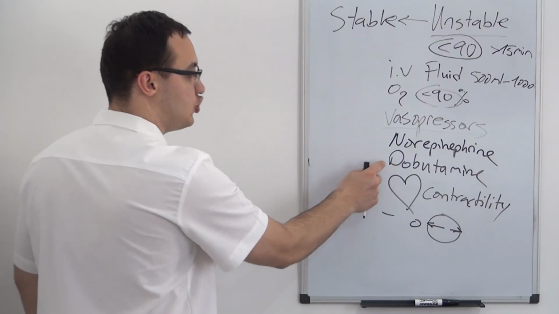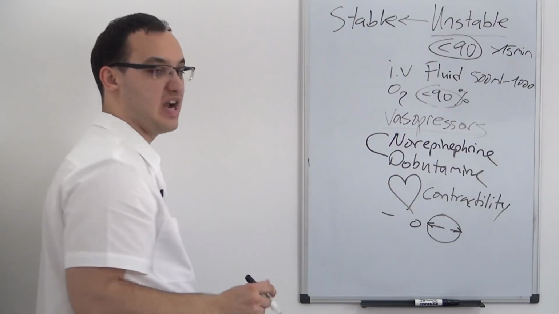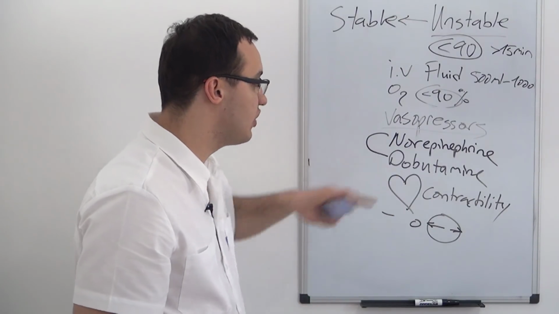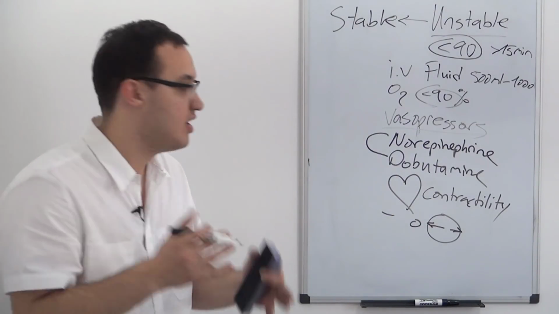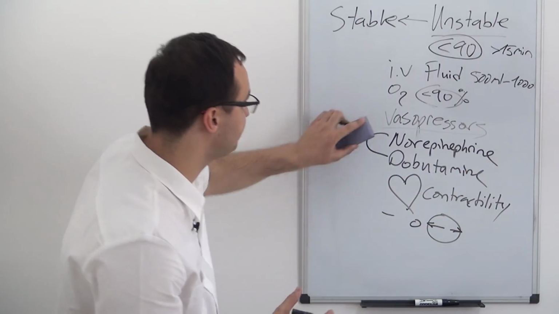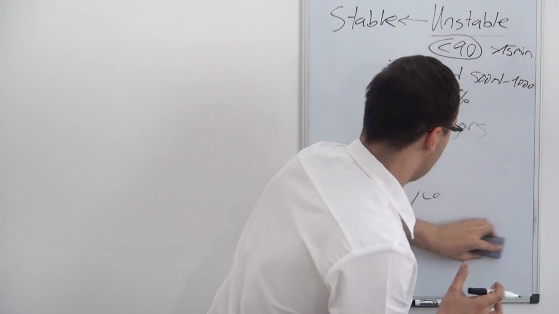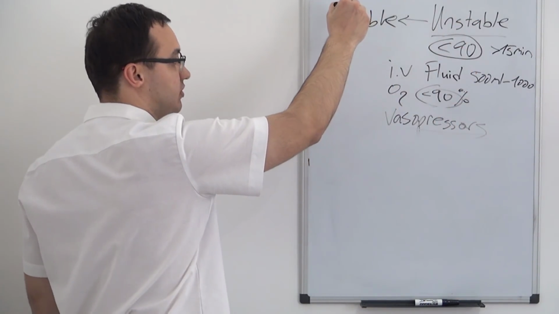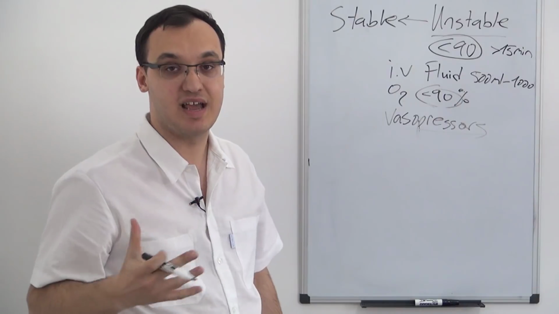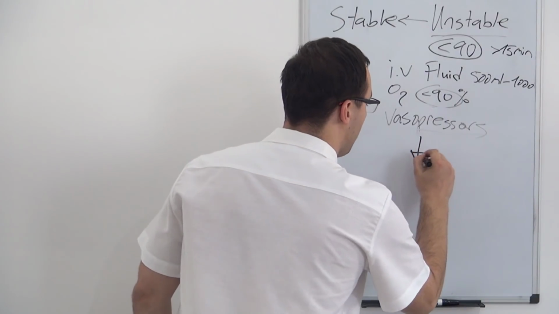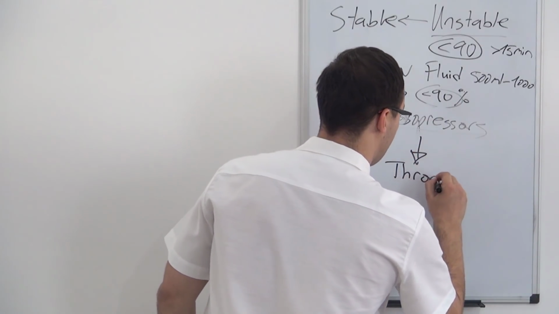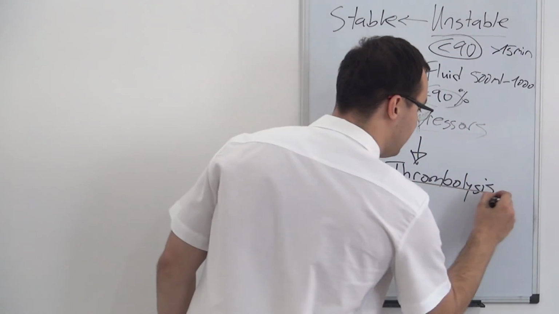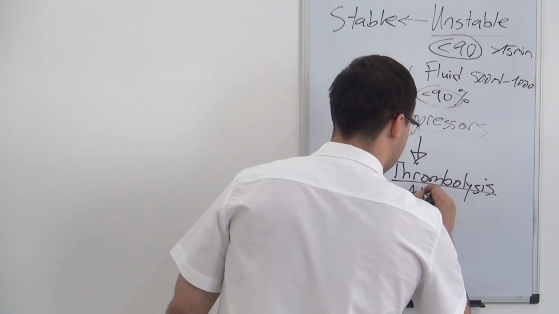So dobutamine should be given together with norepinephrine, or you just give norepinephrine alone. But if you see that norepinephrine alone does not work, then you need to add dobutamine. Okay, so to conclude, we have tried to make unstable patients stable. And what if this does not help? Then we go on with something called thrombolysis. And for thrombolysis, the medication that you need to remember is alteplase.